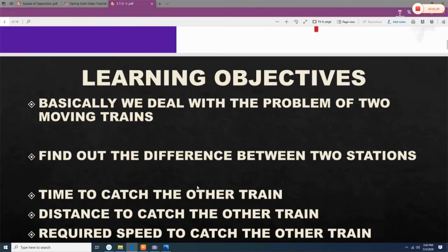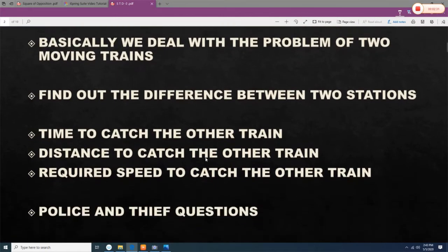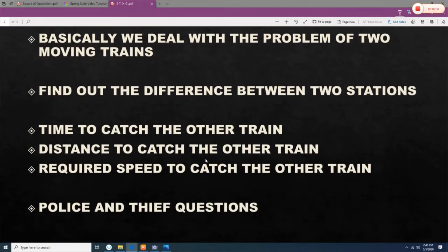What are the learning objectives? Basically we deal with the problem of two moving trains or two objects. Find out the distance between two stations, station A and station B. Or when A is traveling at a particular speed and B is traveling at a particular speed, when they meet each other, they will ask you to find out how many kilometers A has run from station A when they meet B. So that is another variety of questions.